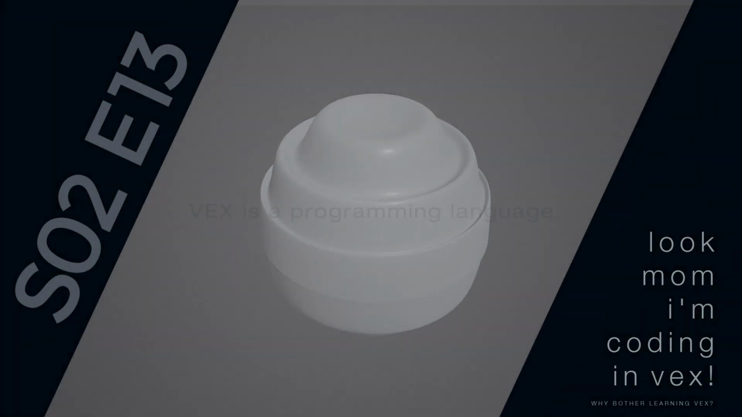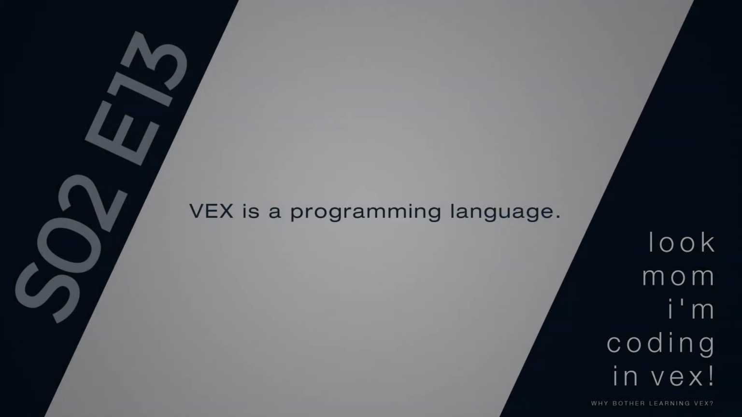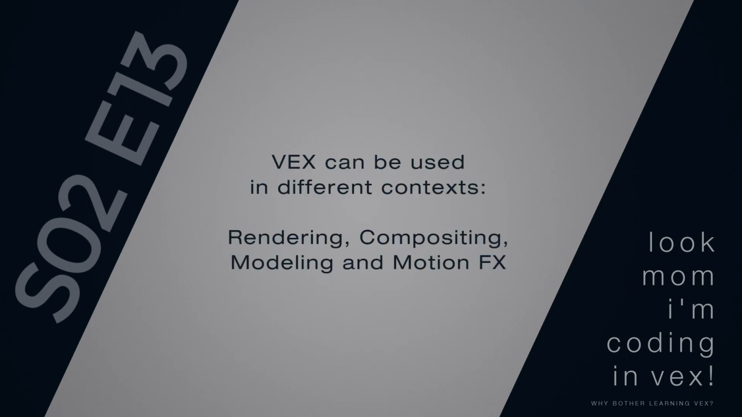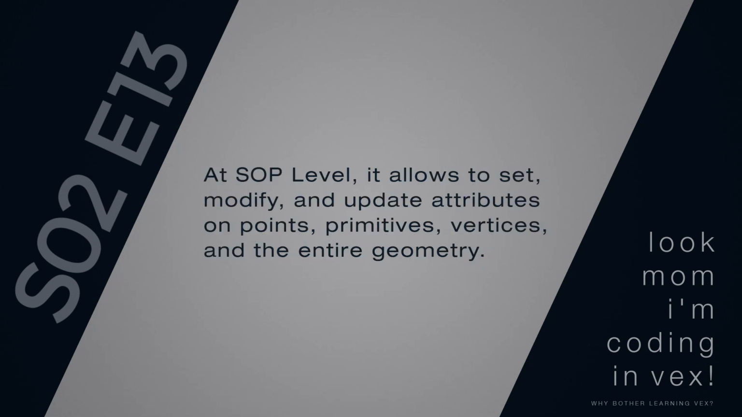First of all, VEX is a programming language inside Houdini. VEX can be used in different contexts. You can use it in rendering, compositing, modeling, and motion effects. In this video, we are going to use it for modeling. In the object context, at the geometry level, VEX allows you to directly set, modify, and update attributes on points, primitives, vertices, and entire geometry.